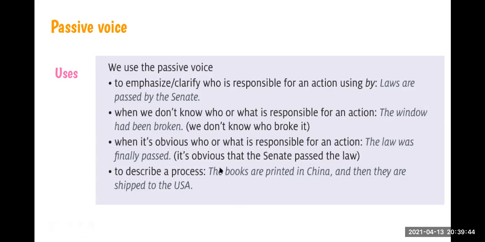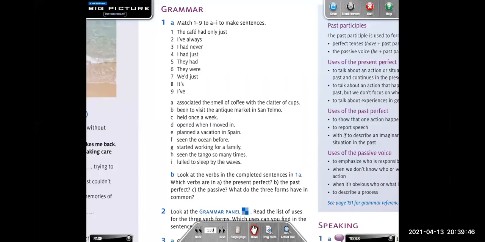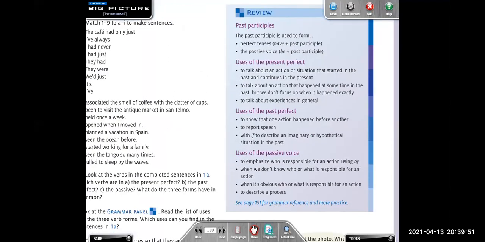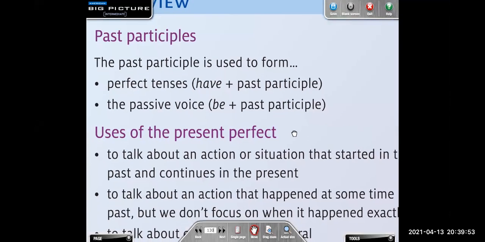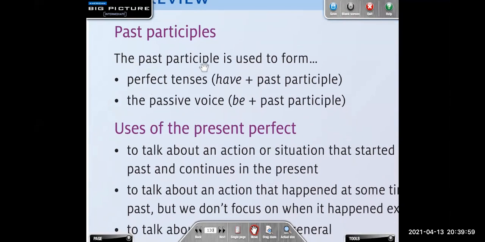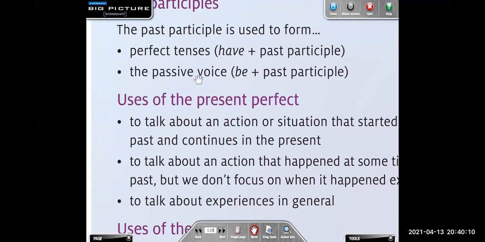I want you to go to the grammar panel here. We are going to complete this. We are going to check this, okay? This is exactly what we saw before. Past participles. The past participle is used to form the perfect tenses, okay? For example, the present perfect or the past perfect, and the passive voice, as we saw before, the verb to be and the past participle, right?